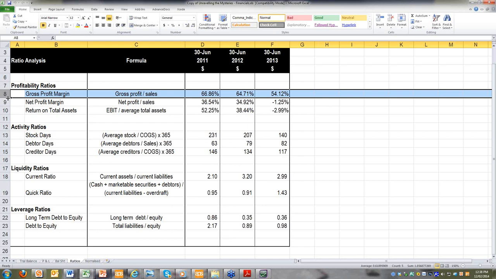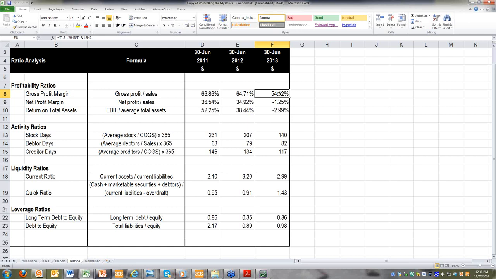What we're seeing here is the actual gross profit margin in the 2013 year has dropped from 64% to 54%, which is a major drop. So again, our flag's gone up as to why that has physically occurred. The directors told us that it's this Woolworths principle, that we're selling our items at a lower sale value. That's consistent, but I'd still be looking further into that. Net profit margin, I mean, some of these aren't relevant in this case, but net profit margin is net profit divided by sales. You see a loss in the final year, and again, the return on total assets has reduced to a negative position in 2013.